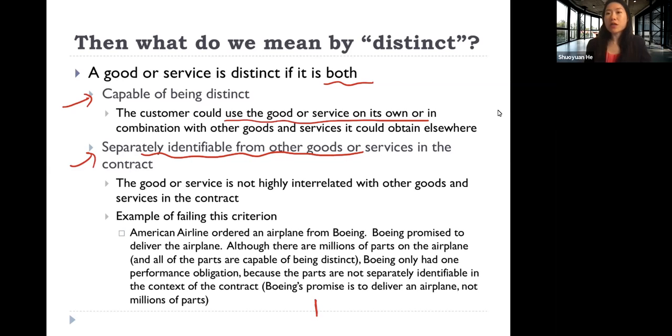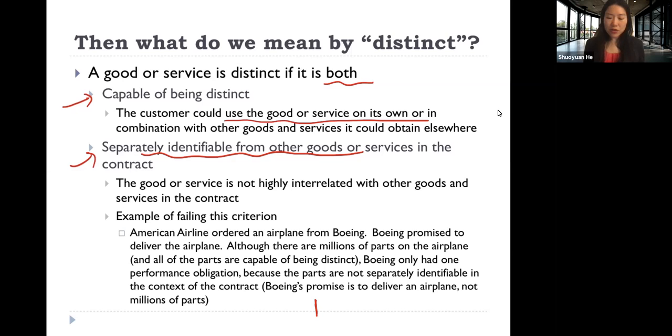There's only 1 performance obligation. And that promise is to deliver 1 airplane as a whole, not millions of parts. So even though the airplane is made up of millions of parts, there's only 1 performance obligation. Those millions of parts are not separately identifiable from other goods or services in the contract, so from each other. You cannot just put them apart and deliver them to American Airlines. So this is what it means, distinct.